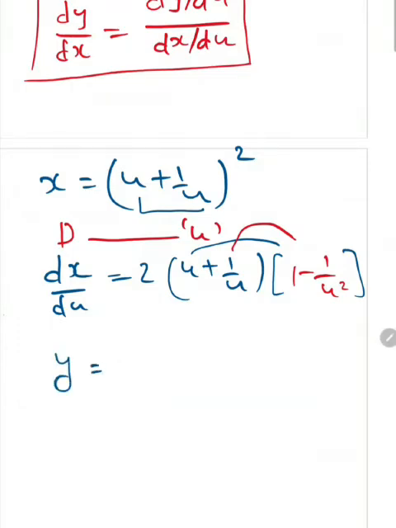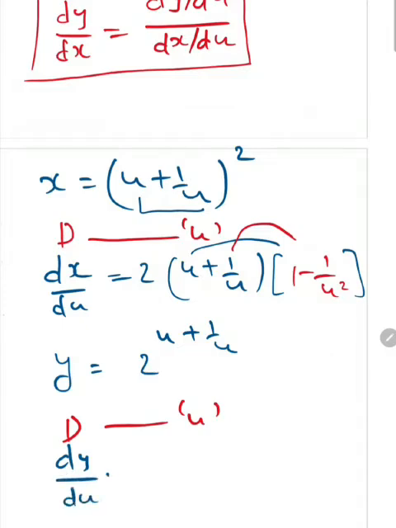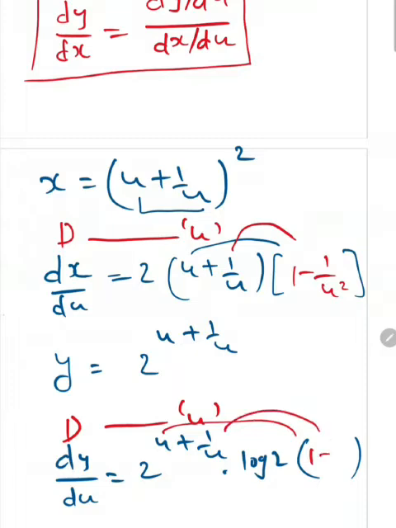We have y as 2 to the power u plus 1 by u. Again, if I differentiate with respect to u, my left hand side will be dy upon du, and the right hand side is like 2 power x, so it is 2 power u plus 1 by u. Don't forget log 2, and now as a chain rule I need to take derivative of u which is 1, and derivative of 1 by u which is minus 1 by u square.